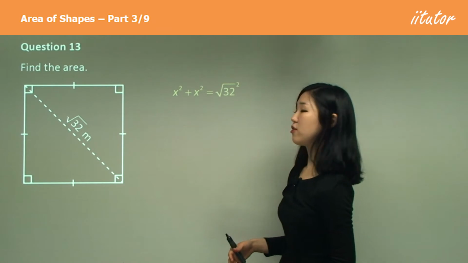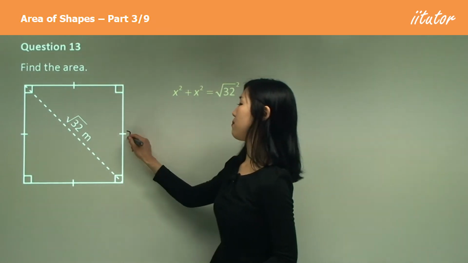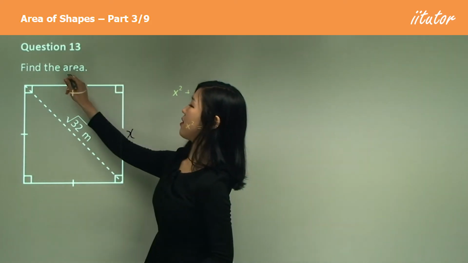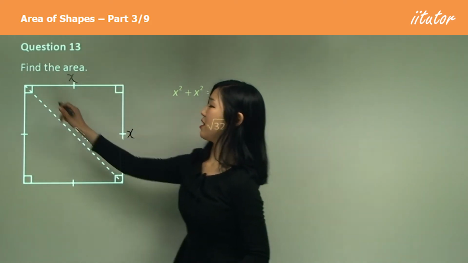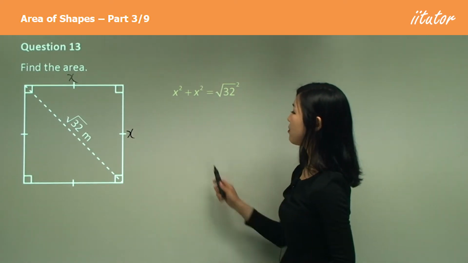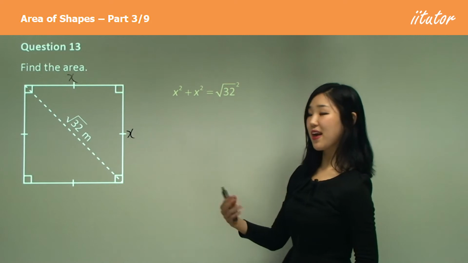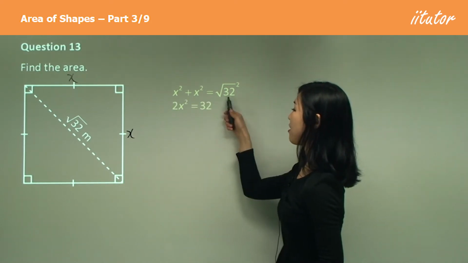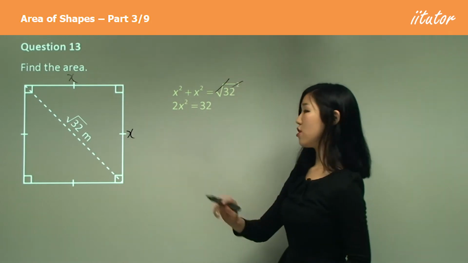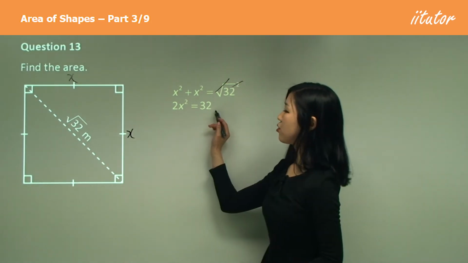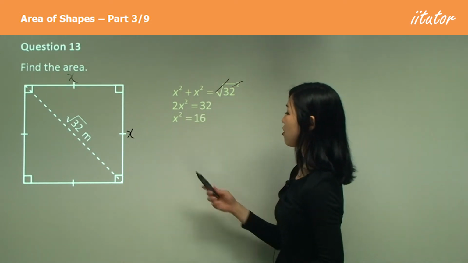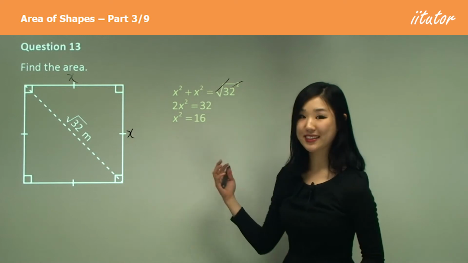So I'm going to simply use Pythagoras theorem and let this be x. So it's going to be x squared, and this is also x, so plus x squared equals root 32 squared, just our usual Pythagoras. Now simplify, what's x squared plus x squared? 2x squared. And root 32 squared, remember the root and the square cancel each other out, so it's just 32 left. 2 and 32 are both divisible by 2, so I'm going to divide both of them by 2, so I have x squared equals 16, okay?